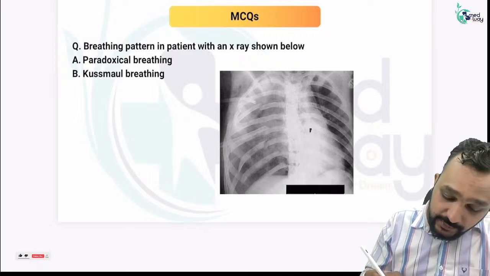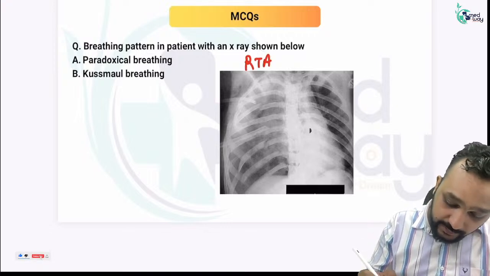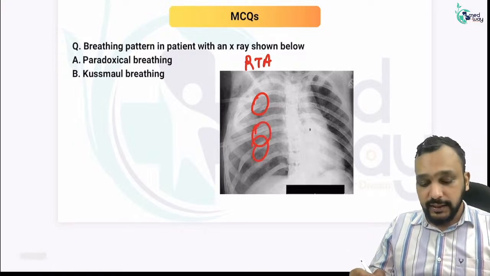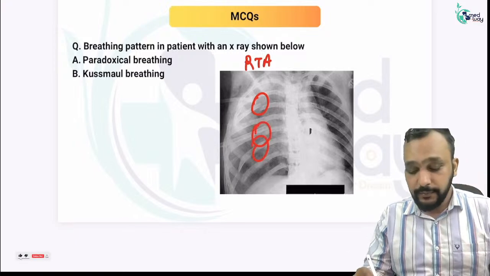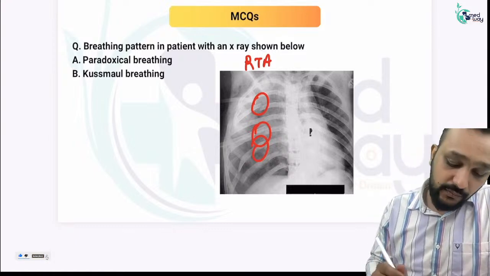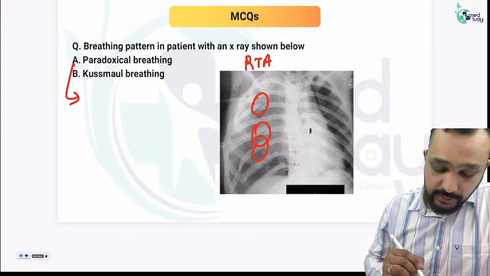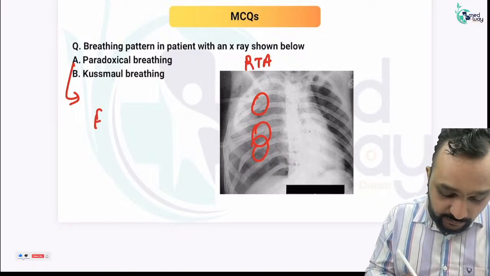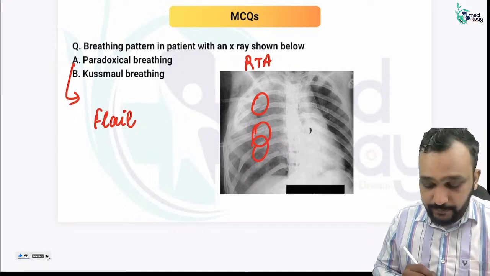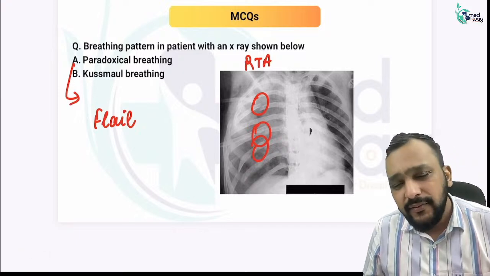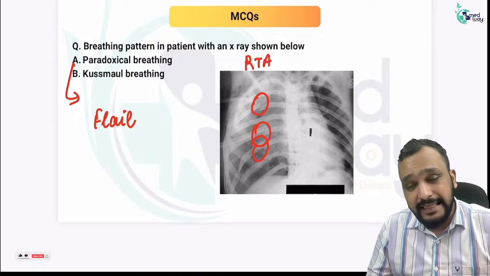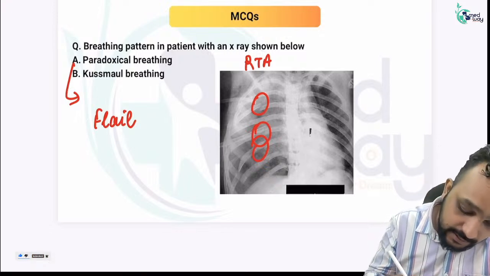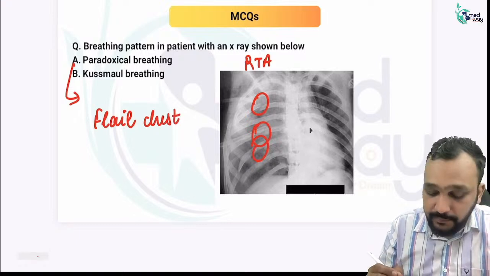So another patient with a history of road traffic accident, you can see there are multiple fractures involving the ribs, right? So the pattern of breathing was asked. This is the type of breathing pattern seen in patients with flail chest, right? This was a case of flail chest. Okay, two fractures in each rib involving 3 consecutive ribs, right? This is your flail chest. What you will see is paradoxical breathing, right?